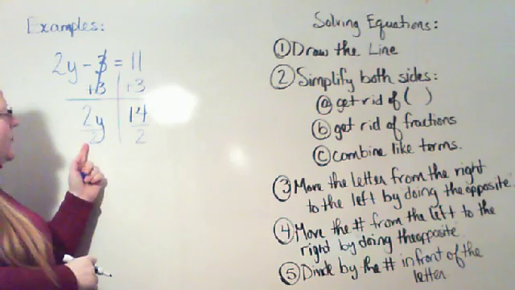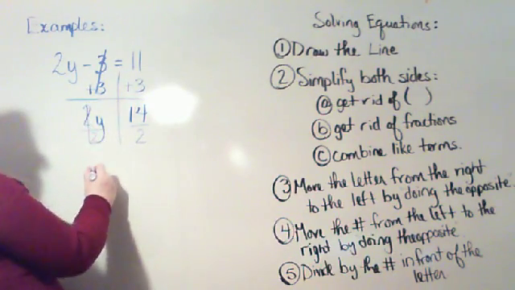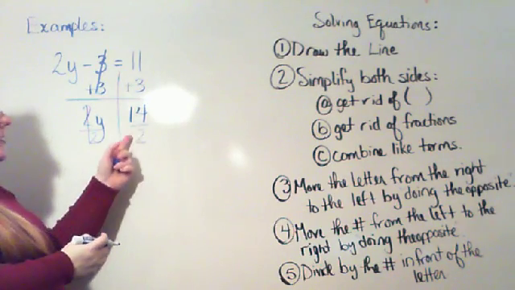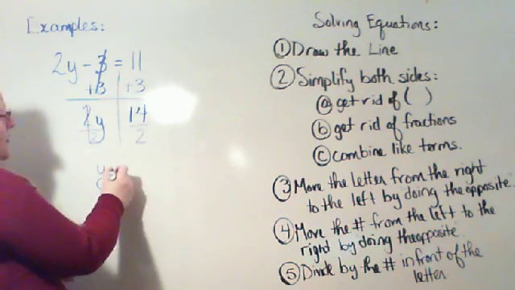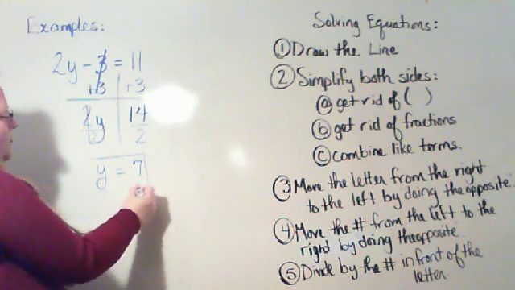So when I do my division by 2 here, 2 goes into 2 one time, which means that'll cancel out and just leave me with a y. Over here, 2 goes into 14 7 times. So that must mean that y is equal to 7.